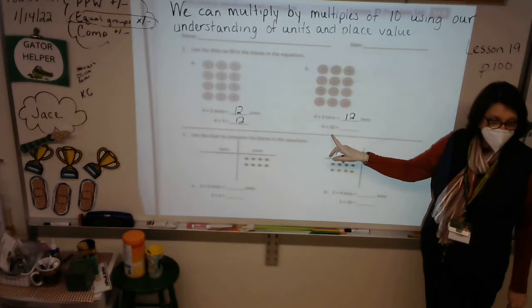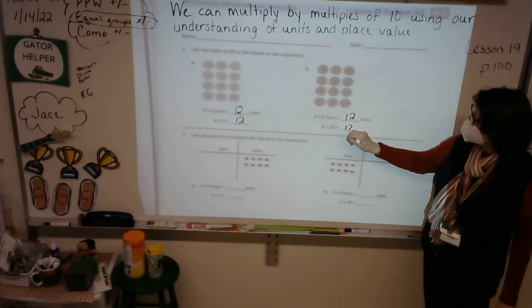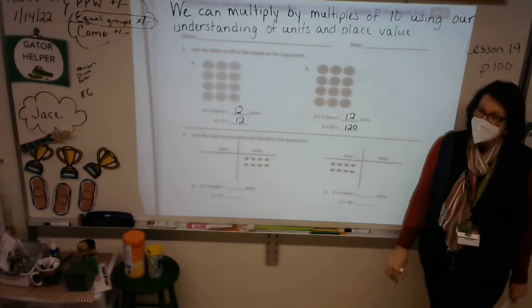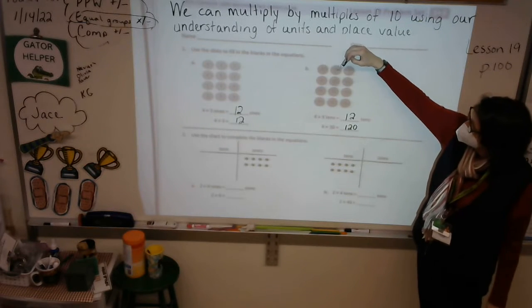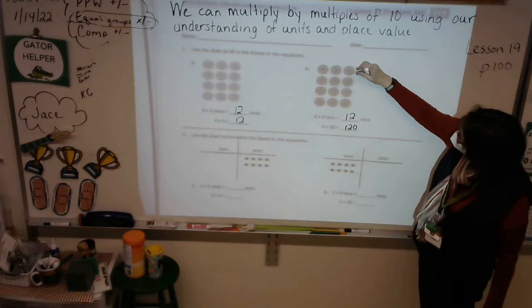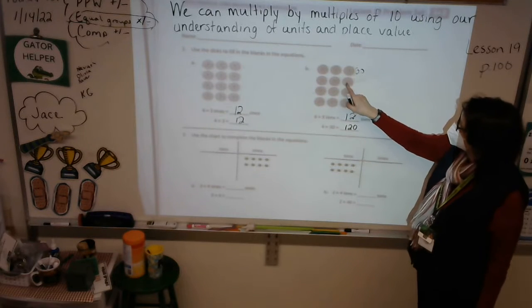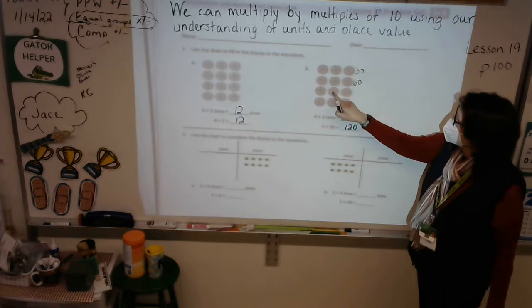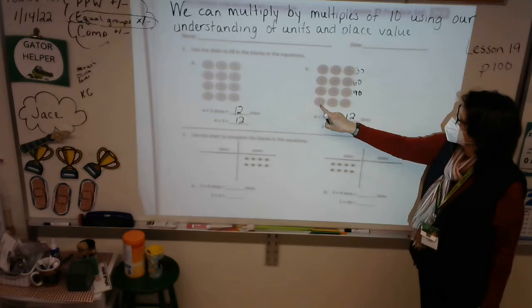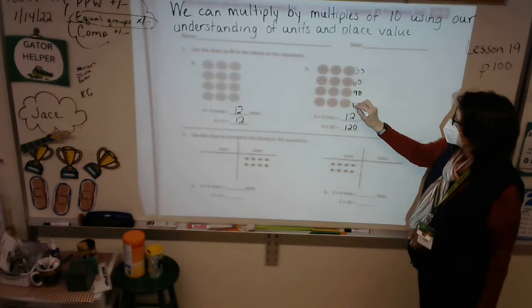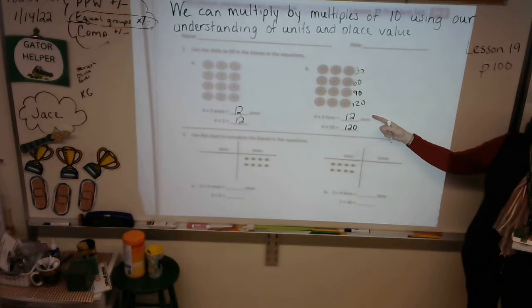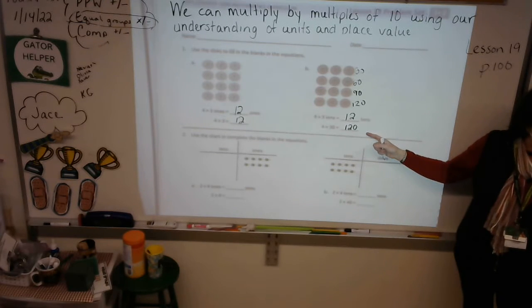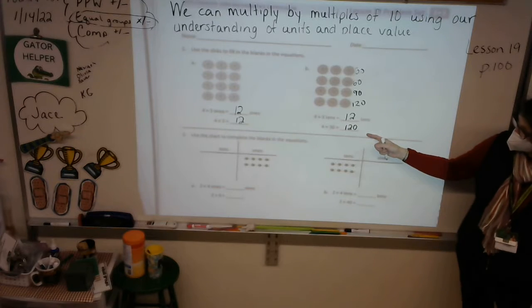So 4 times 30 is 120. If you skip counted this, let's skip count together, class. 10, 20, 30, 40, 50, 60, 70, 80, 90, 100, 110, 120. You would get 120. 12 tens is unit form, 120 is standard form, okay?